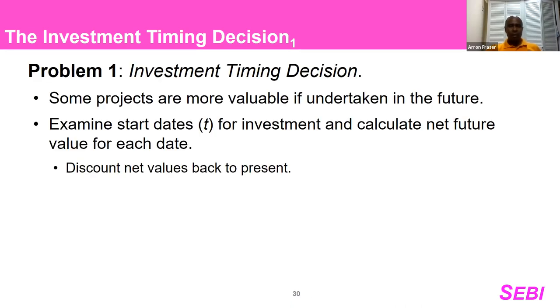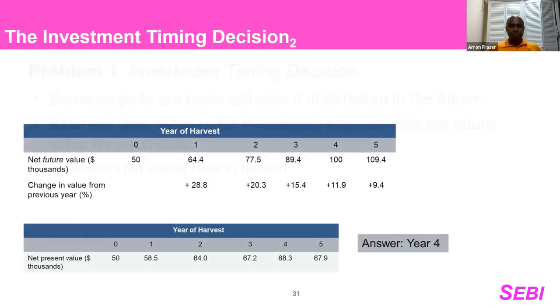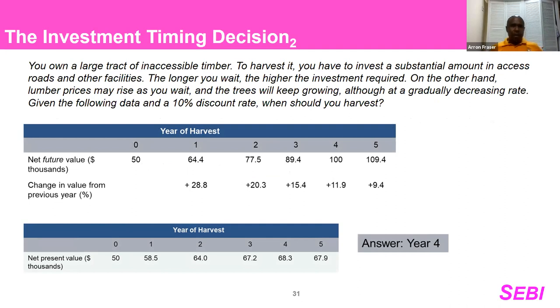Let's look at this example. So in this example, you're told that you own a timber concession, right? And then you're also told that you have a weighted average cost of capital of 10%. It also states that the longer you wait, the higher the investment required. But you also think that the price of lumber would increase, right? Good. So you estimate your future cash flows to be this.